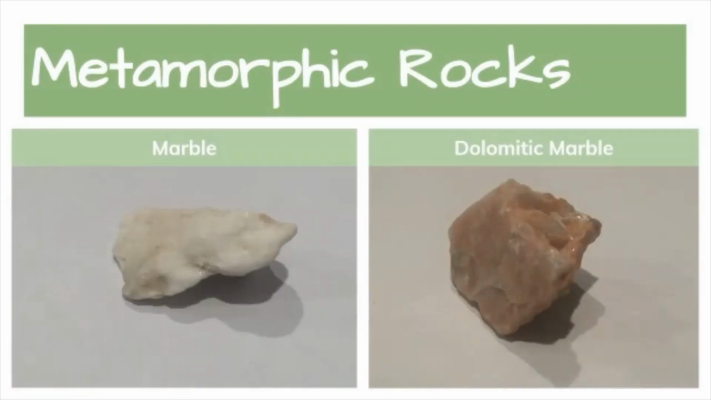Up next, we have two different kinds of marble. On the left, we have a regular marble, and to the right, we have a dolomitic marble. Marble forms when limestone is subjected to the heat and pressure of metamorphism. Remember, limestone is a sedimentary rock. So marble occurs in large deposits that can be hundreds of feet thick and cover large areas of land. Marble is usually light in color and easy to carve.